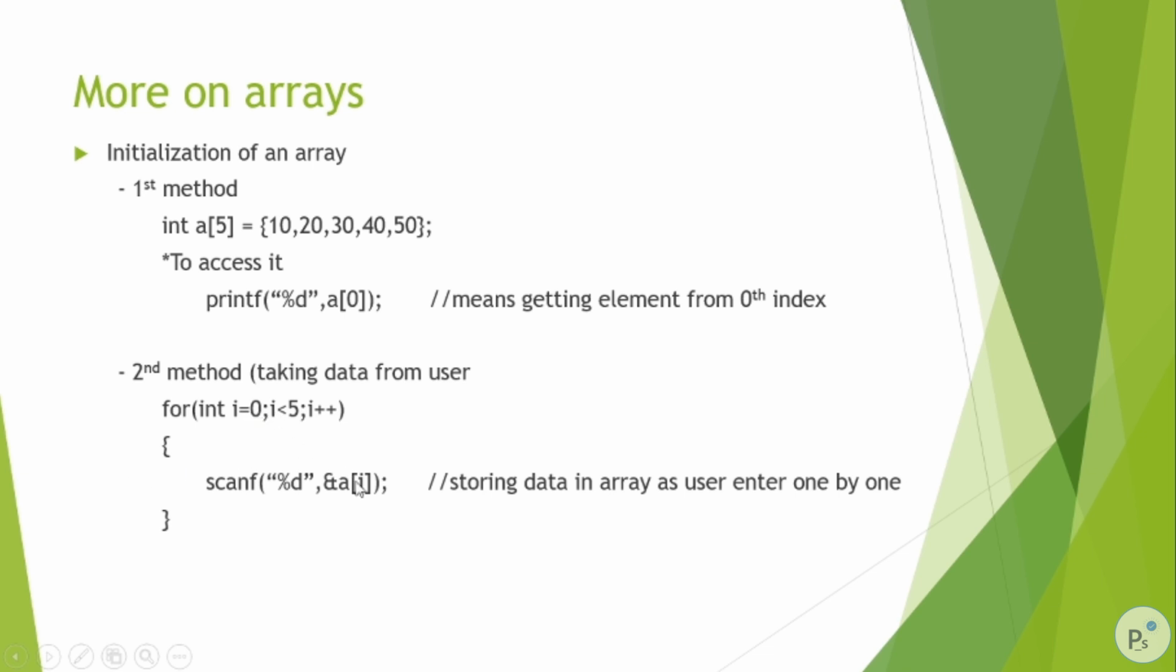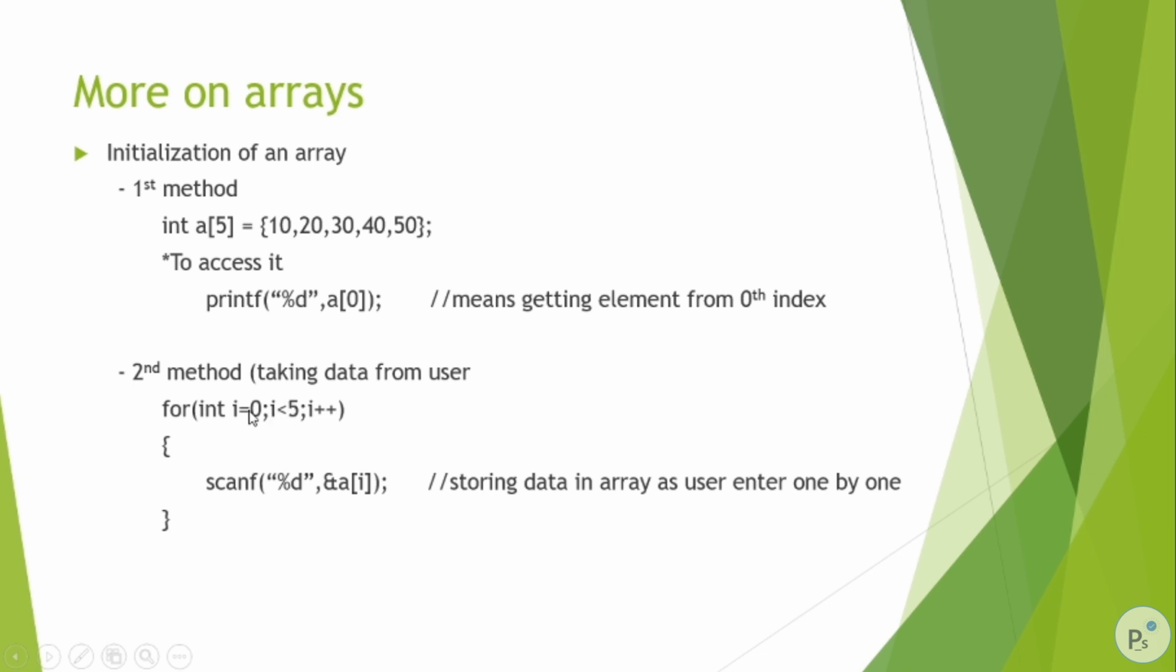So at the 0th index it will store the first element: scanf("%d", &a[0]), which we use to take input from the user. Then it goes back up and increments the value of i by 1, so i becomes 1. At index 1 it will store the value entered by the user. Again it goes up, i becomes 2, and at index 2 it stores whatever value the user has entered. It will go up to 4.